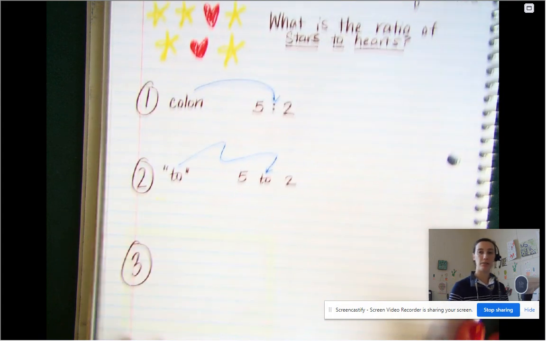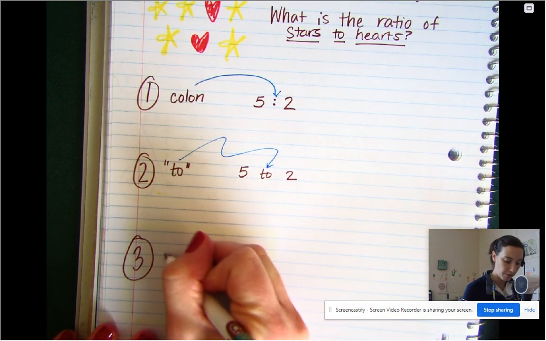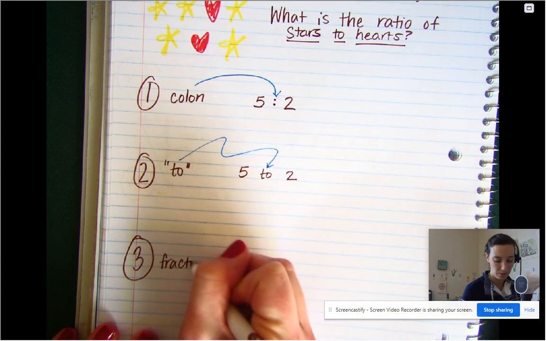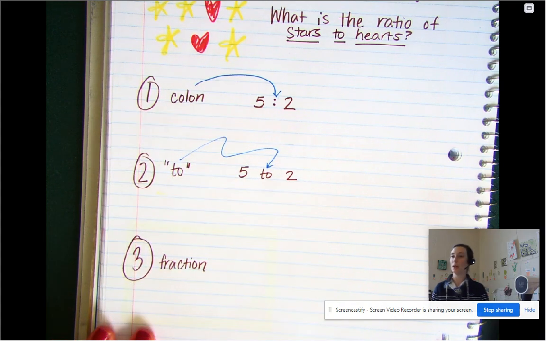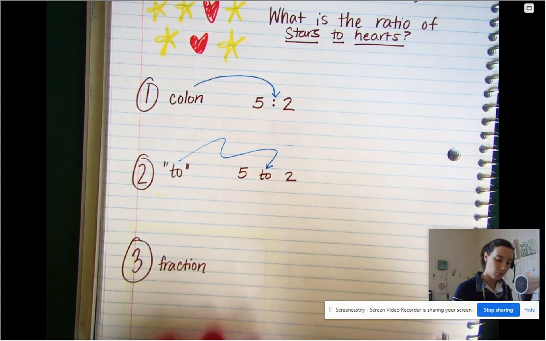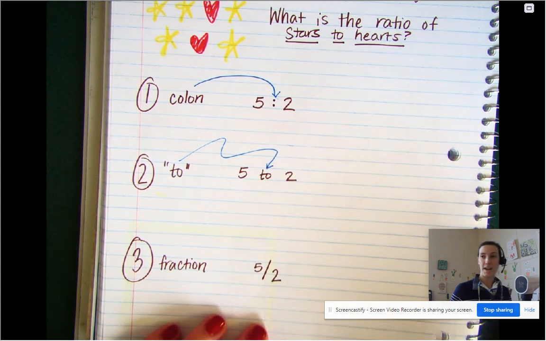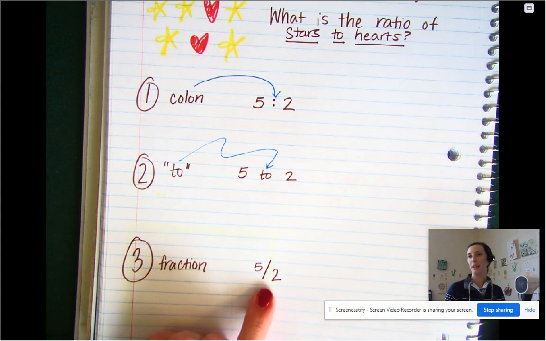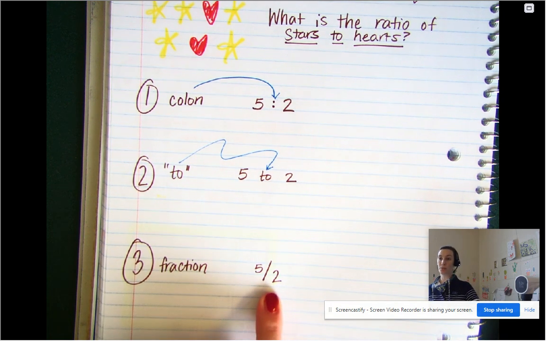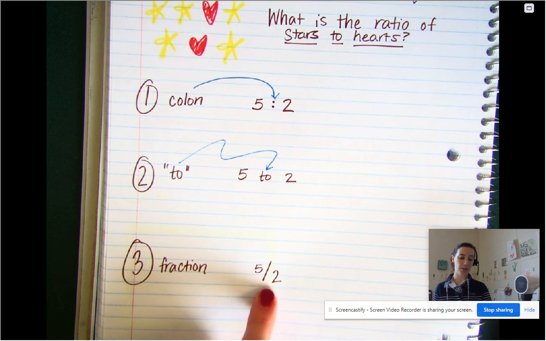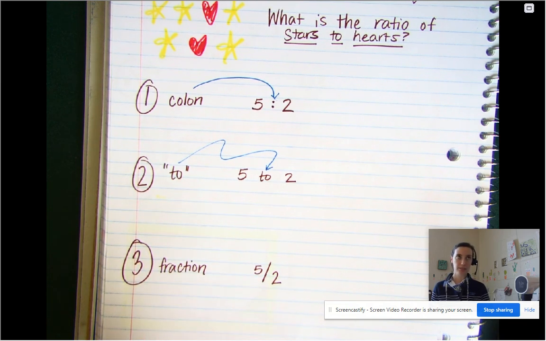And the last way to write a ratio is to write it in fraction form. And this throws people for a loop sometimes, but it's really not too bad. So we would say that there are 5 to 2 like that. And if that seems confusing to you, keep in mind that this is saying there are 5 halves times as many hearts as stars.